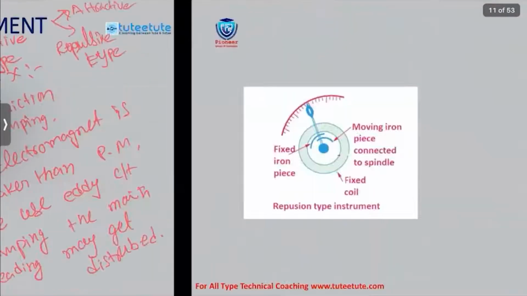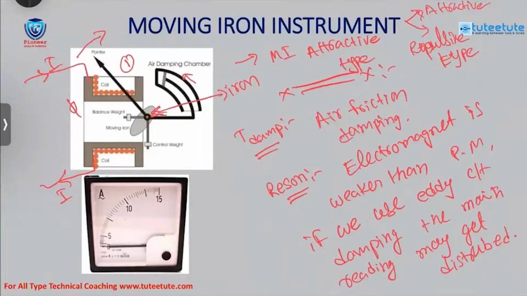Sir, please repeat, sir. Kushwant Sir, what is your doubt in damping torque? No, sir, no doubt, sir. You just tell the deflection torque is developed by... Okay, sir, you are noting the things. Yes, sir. Sure, I will repeat, sir.